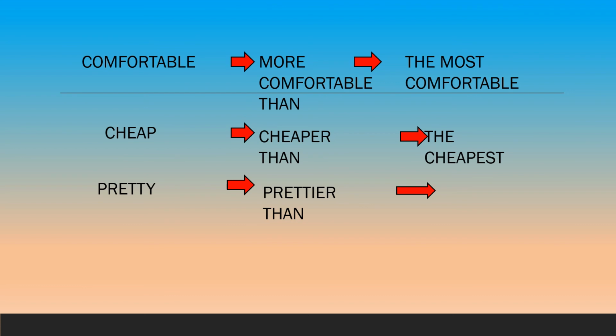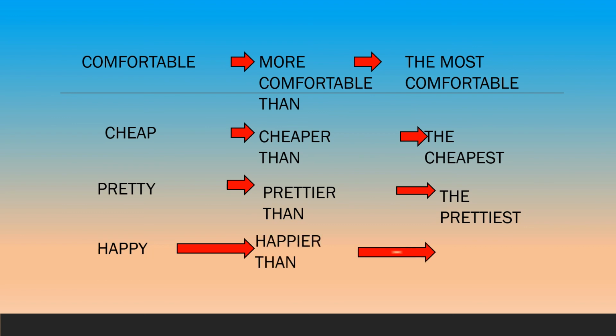Pretty, prettier than, the prettiest. She is prettier than my girlfriend, but she is the prettiest in the class. Happy. English makes me happier than math. However, science is the happiest of all of my subjects. It makes me feel the happiest. That's not really true, but when I was young, I liked it. It made me happy, but I'm not that good at math.